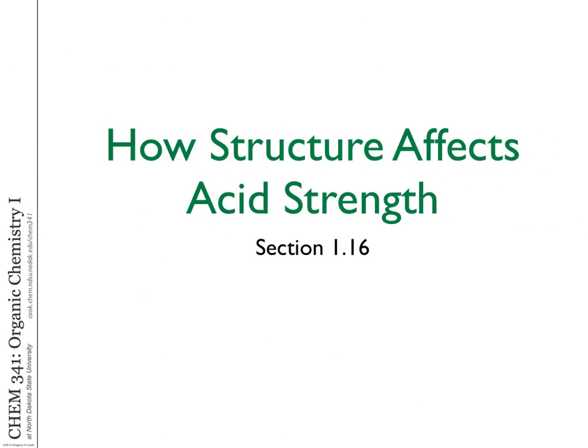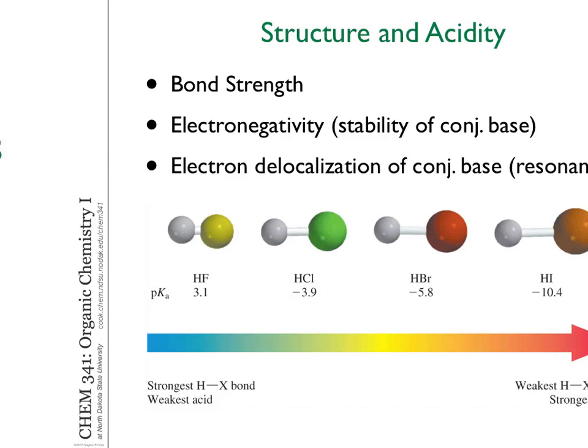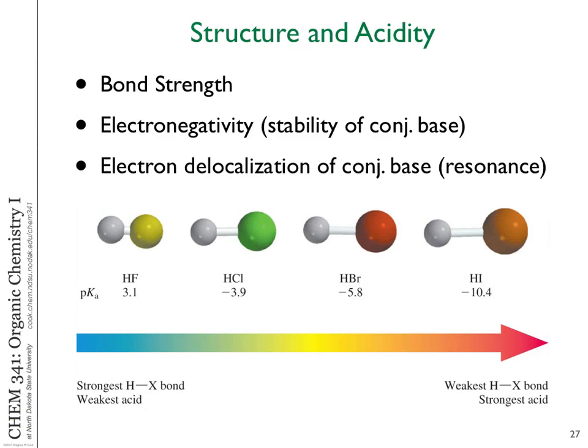Okay, now a lot of things affect the acidity of molecules. A lot of structural features. So one of the things that affects this is bond strength. When you talk about taking off a proton, the strength of that hydrogen bond is very important. The weaker the bond strength, obviously the easier it can give up that proton, the more acidic it will be.